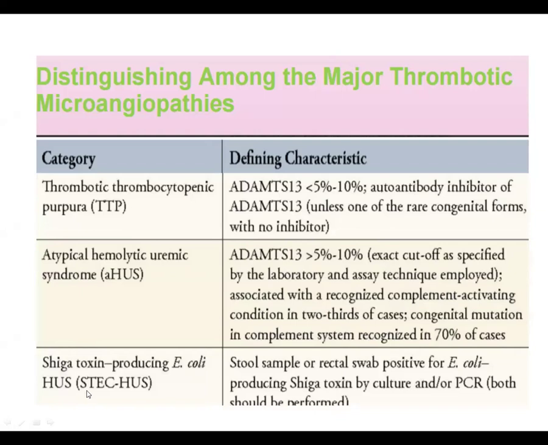It may be due to the Shiga-like toxin that is produced by E. coli, which leads to hemolytic uremic syndrome. This is the hemorrhagic strain of E. coli that leads to hemolysis. Excessive hemolysis leads to kidney shutdown, and it leads to uremia and this hemolytic uremic syndrome. So stool samples or rectal swabs are positive for E. coli producing Shiga-like toxins by culture. This E. coli will produce the Shiga-like toxins.